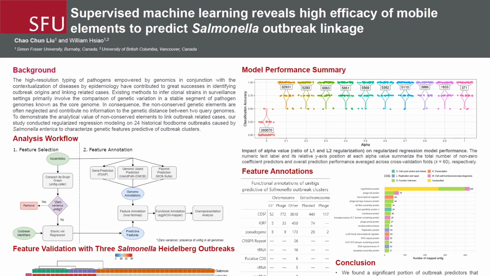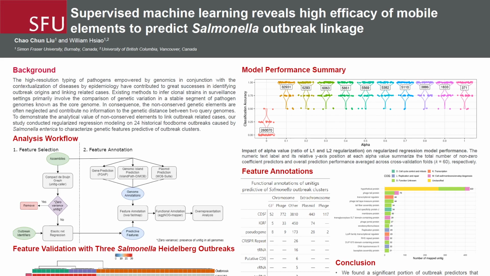So the motivation behind our study is that standard methods for predicting Salmonella outbreak clusters primarily involve the comparison of genetic variation in a stable segment of the pathogen genome, commonly known as the core genome. And as a result, non-conserved genetic elements are oftentimes neglected and don't really contribute any information to genomic comparisons. And so here we would like to demonstrate the analytical value of these non-conserved elements for outbreak cluster prediction.